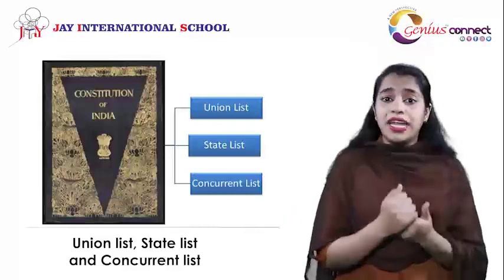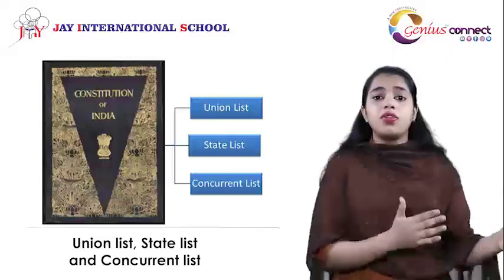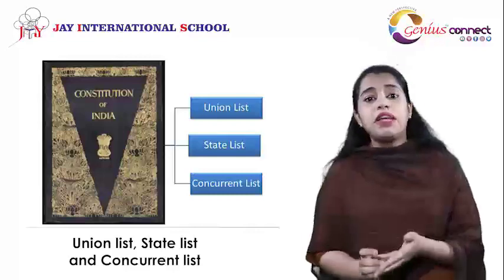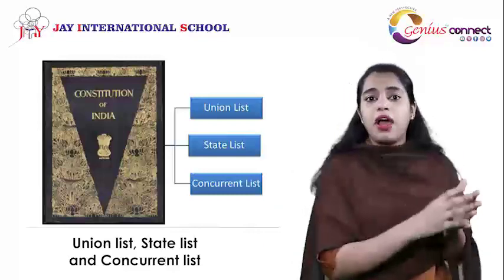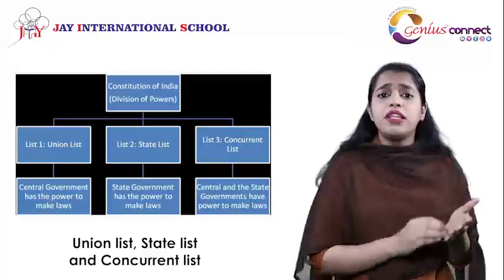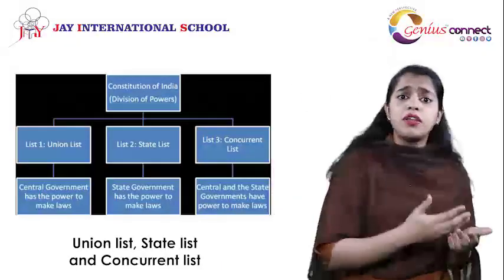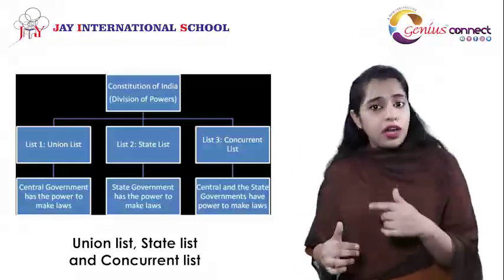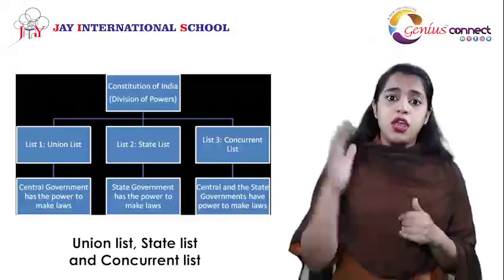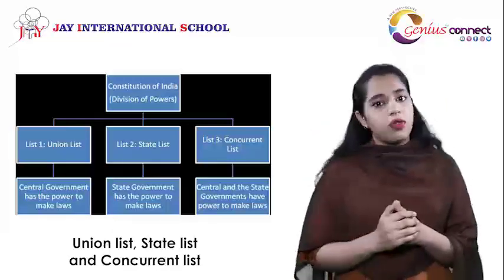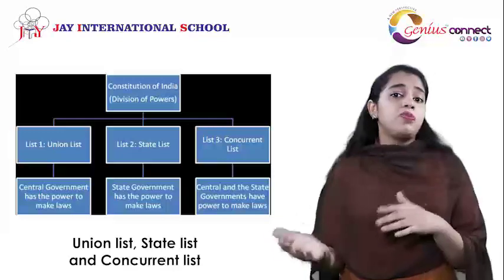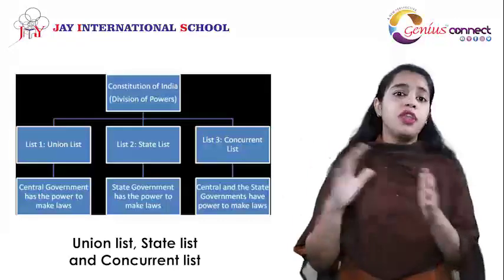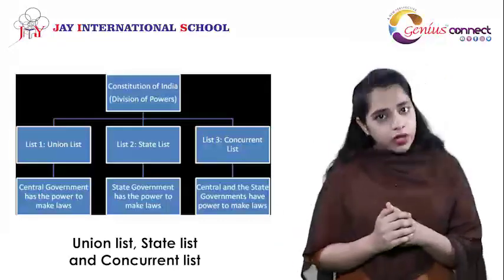The union list, the state list and the concurrent list are there in the constitution, which makes sure that each of these levels has its powers already pre-assigned. Pre-assigned means the powers of these different levels are already listed. The powers of the center, what comes under the center's purview, are already listed and guaranteed in the constitution. And if there are any disputes, the Supreme Court is in a position to guide and pass a judgment. Eventually, if there are any disputes between center and state, the center is in a more powerful position, and the center's decision would prevail throughout the country.